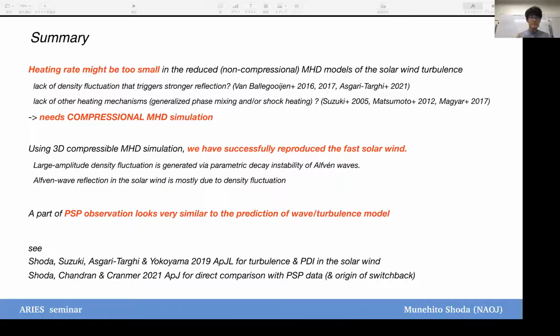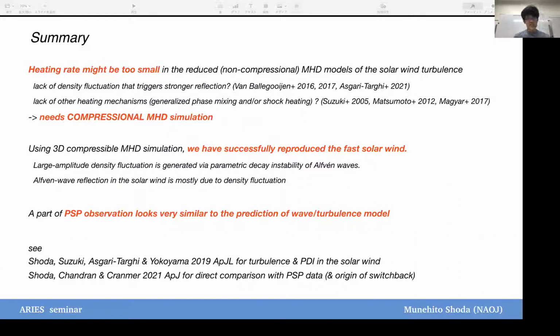One big problem in the previous model of solar wind turbulence is that the heating rate is too small. So we basically cannot explain the formation of the solar wind in the previous reduced MHD model, in which the compressibility is ignored. That's why we performed the compressional MHD simulation of the solar wind.